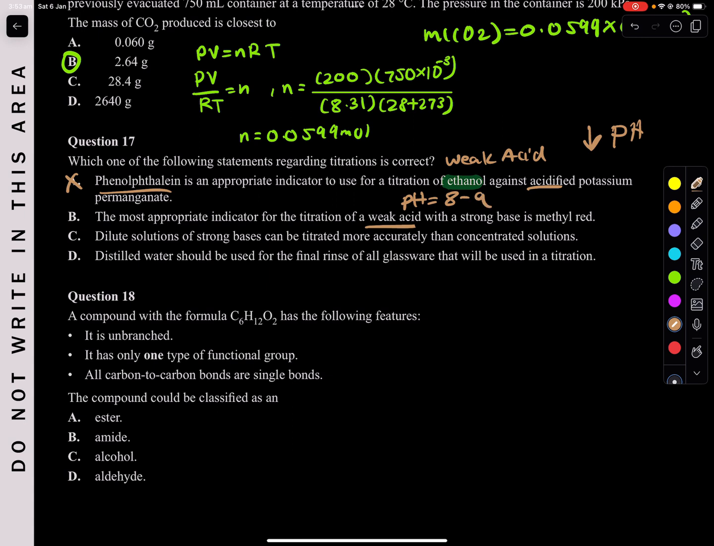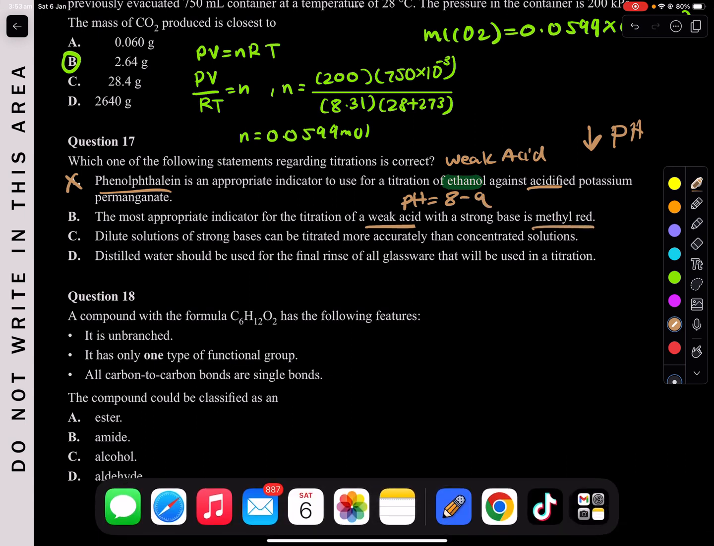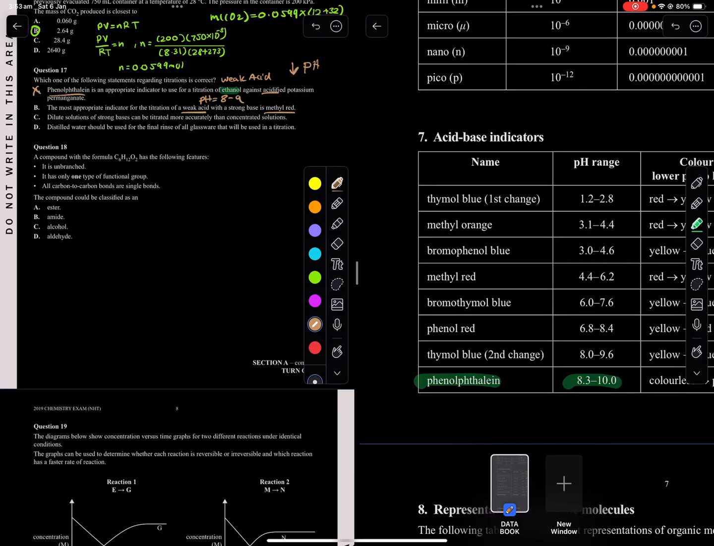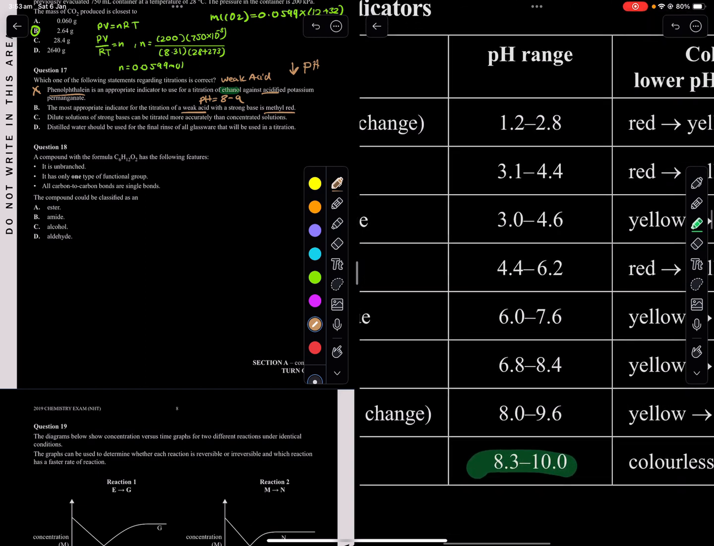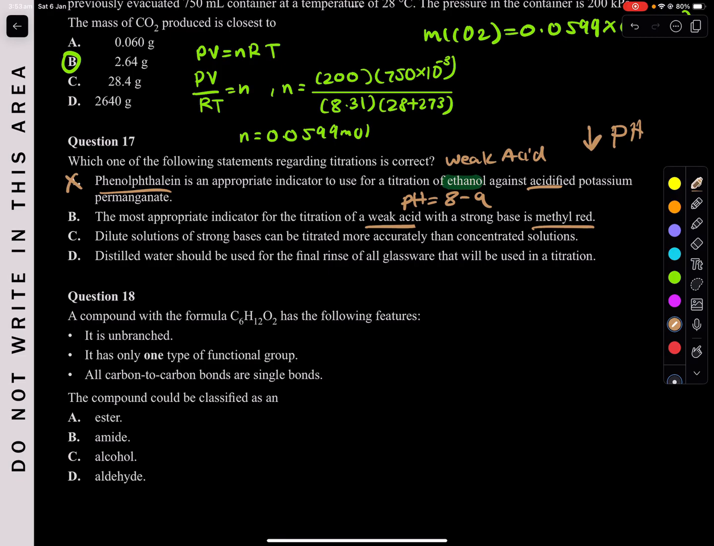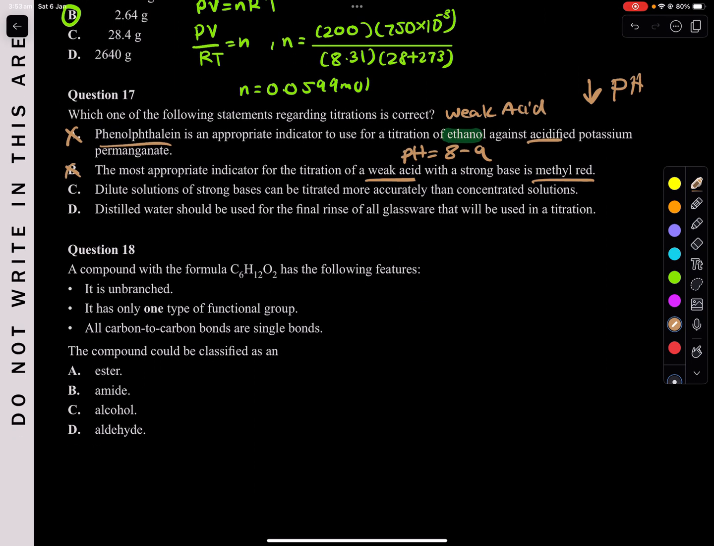Let's say 8, 9. So methyl red, let's look at methyl red. Is it going to be in that range, like 8, 9 or 8, 10, around those? So we're using methyl red. Where is methyl red? Methyl red's over here. And it's 4.4 to 6.8. That's rubbish. We want a very high pH. So that's not the correct answer for that one. C. Dilute solutions of strong bases can be titrated more accurately than concentrated solution. I have no idea. I'm just going to put a question mark on there.